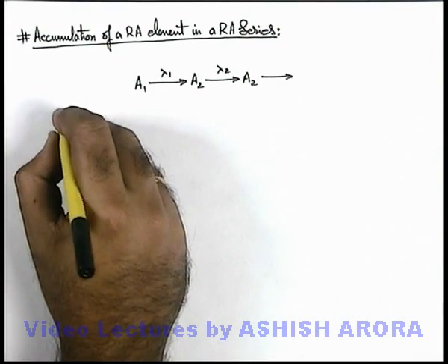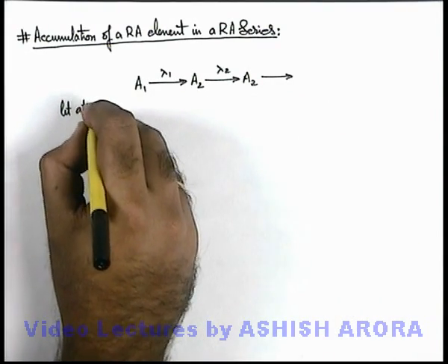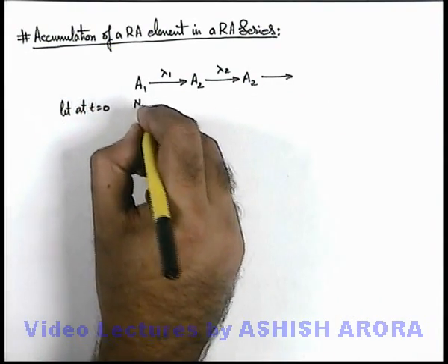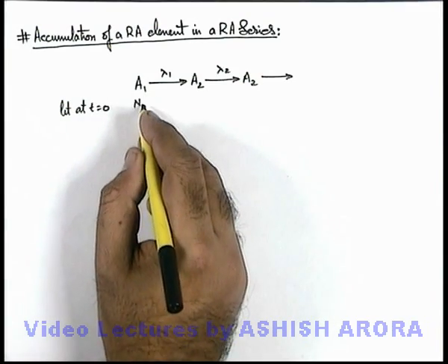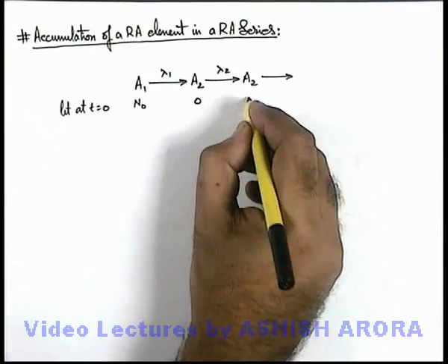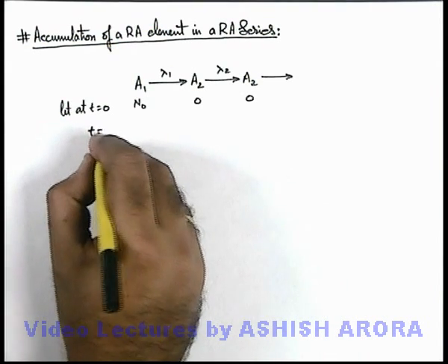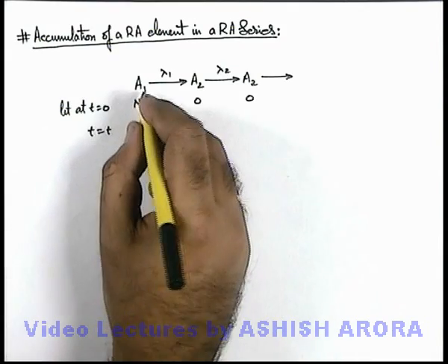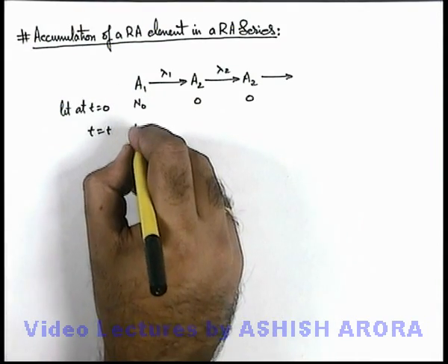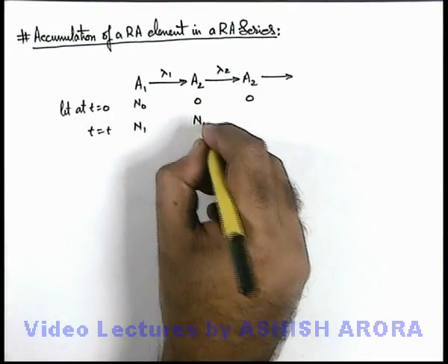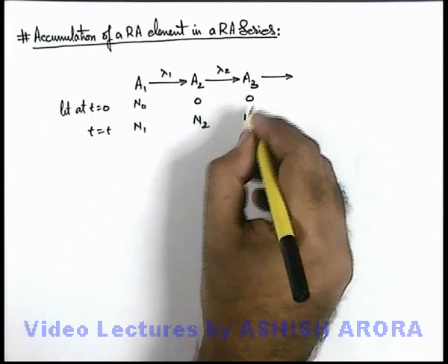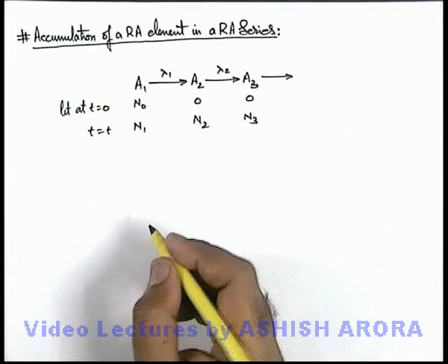And this series of radioactive elements we call a radioactive series. Now in this situation, let at t equal to 0 there were n0 nuclei of A1 present and no other element in the initial instant. And if we talk at time t, say number of nuclei of A1 are n1, that of A2 are n2, and that of A3 are n3, and so on.